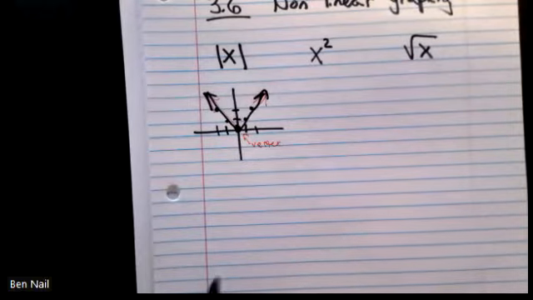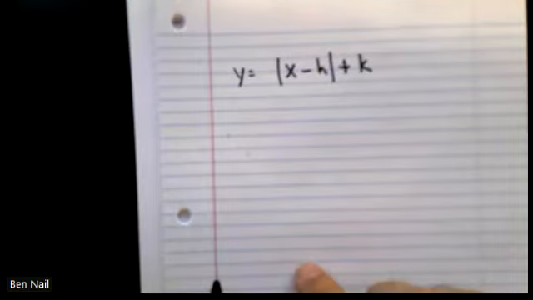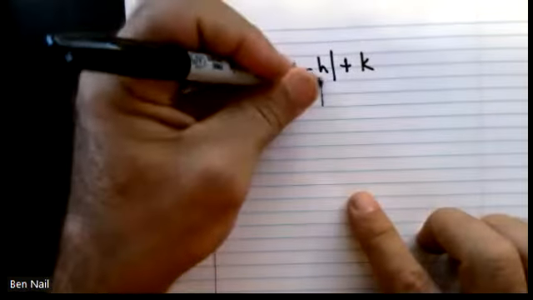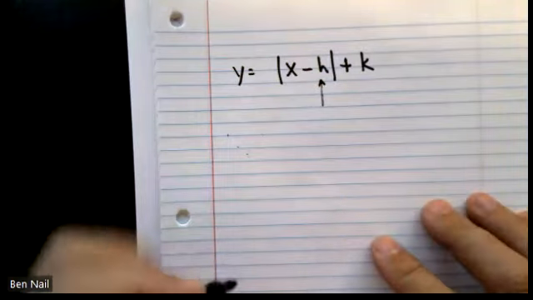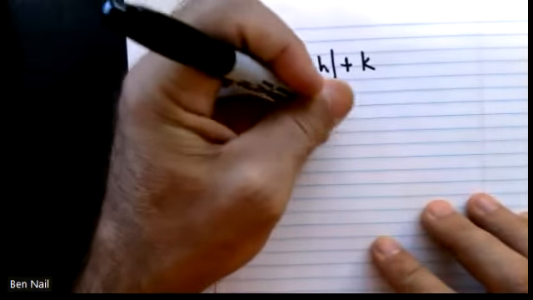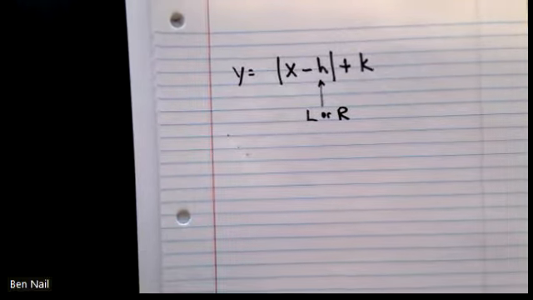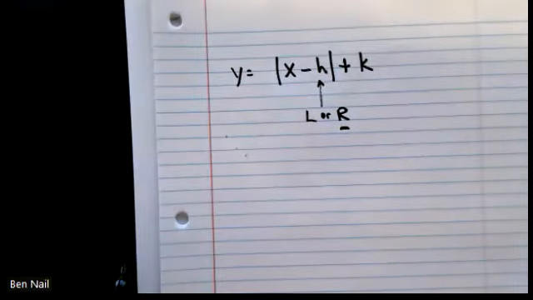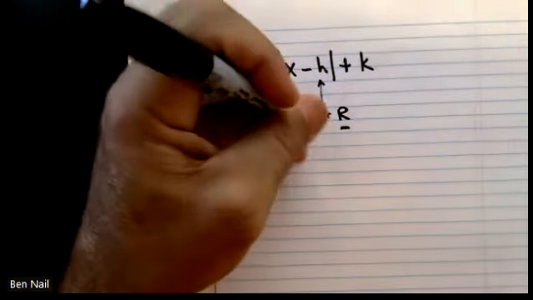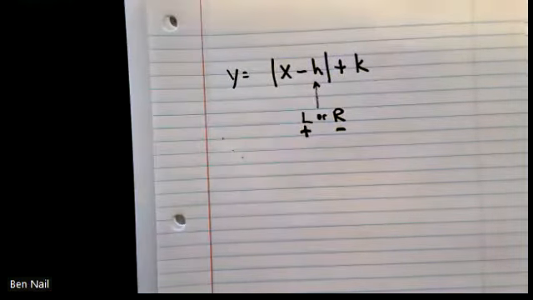So with an absolute value function, here's what they're going to do. If they add or subtract a number inside of your absolute value, that is going to shift the whole thing left or right. And it actually shifts it backwards to what you would consider. For example, the negative numbers will shift everything to the right that many. A positive number will shift everything to the left that many.